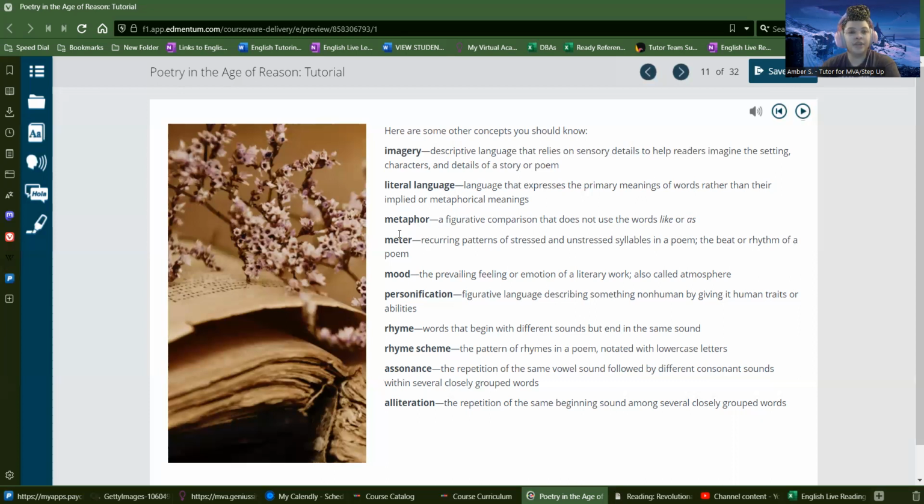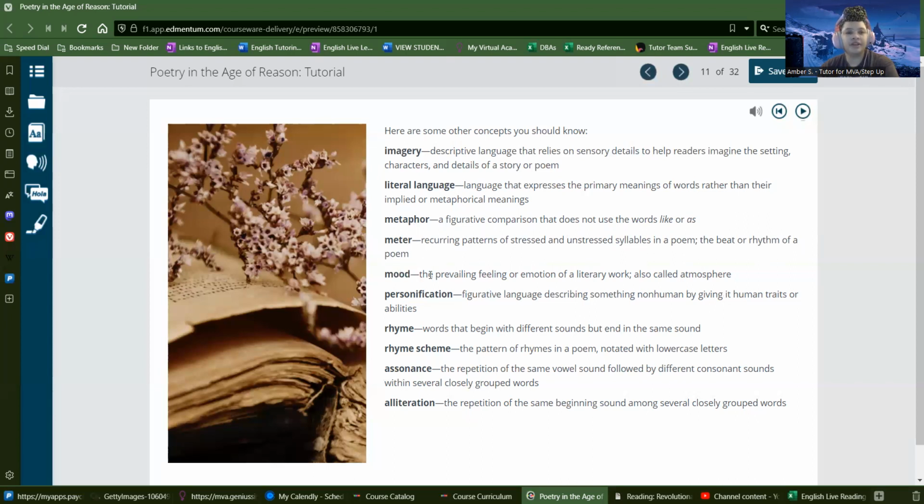This next one is meter. We talked about this earlier. Recurring patterns. Recurring is just another way to say repeating. It just means repeating regularly. So repeating patterns of stressed and unstressed syllables in a poem, the beat or rhythm to a poem. So how many times that pattern repeats helps to create the sound that you hear in your ears when you're saying words.